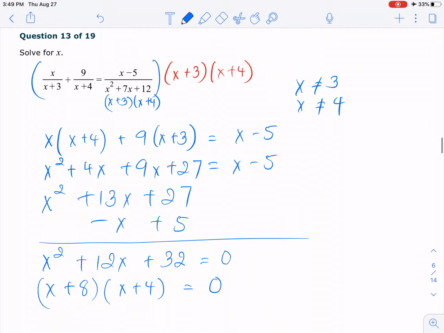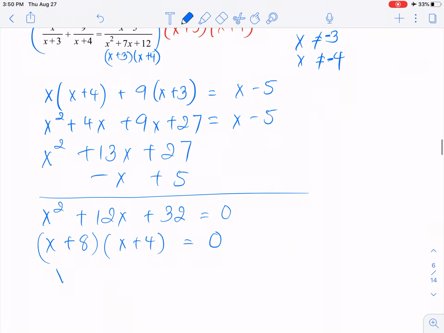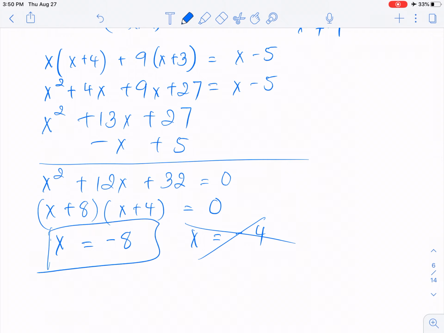Okay, my bad. We are not allowed to have x equals -3 and -4. Okay, so we solve it. X equals -8, x equals -4. Uh-oh, we have the problem right here, so you have to cross it out. So we only keep x equals -8.